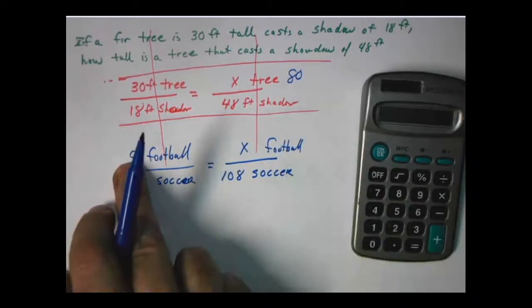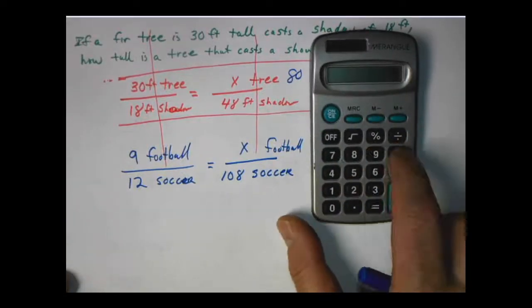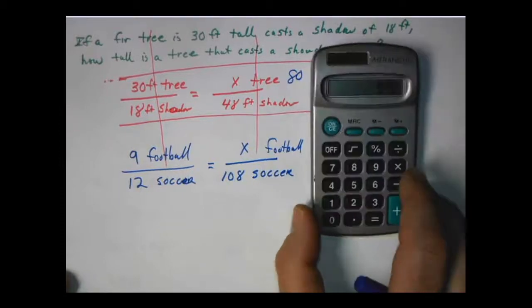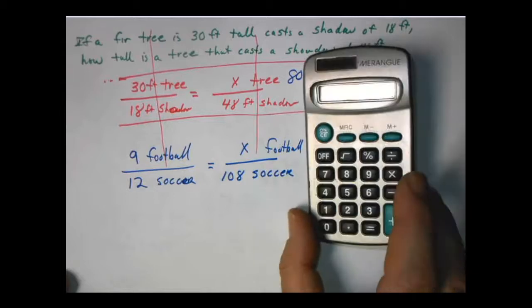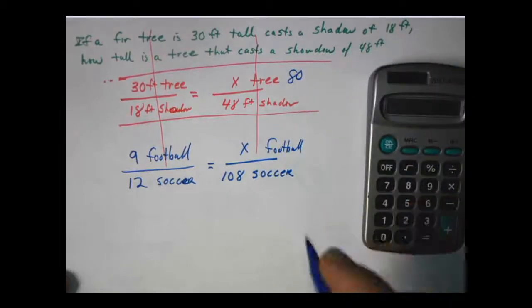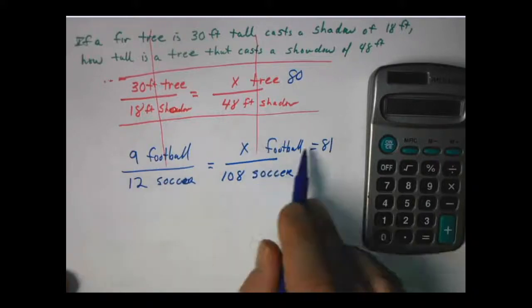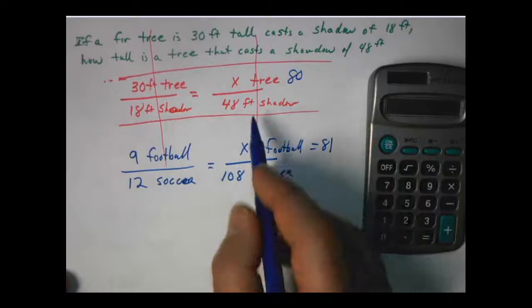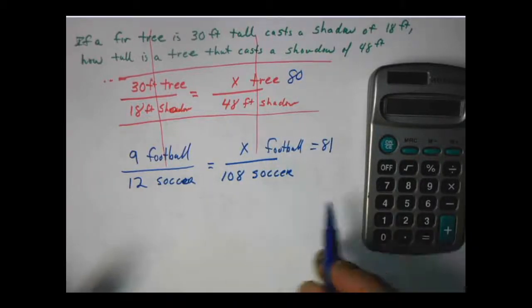So again, we're going to cross multiply and divide. Calculator is fine. 9 times 108 divided by 12, 81. Okay, setup has to be all lined up. So football, football, soccer, soccer, given, given, look for. We have our tic-tac-toe grid, and we're set.